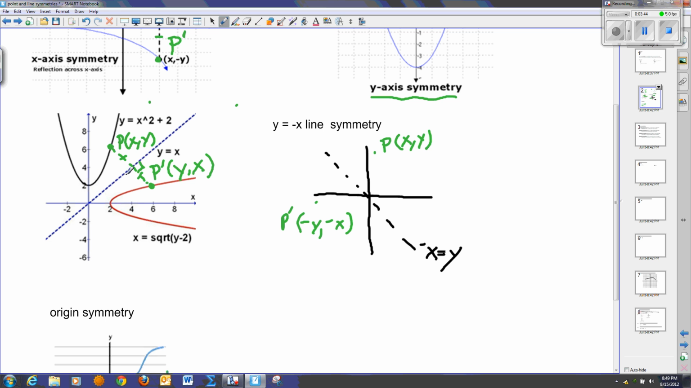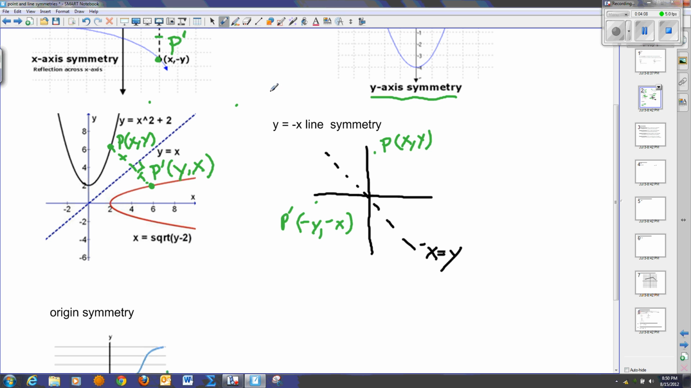Now you notice the relationship between these 2 points. If this is some xy point, in other words, over 2 and up 6, you'll see that this new point looks to be roughly 6 away, but only up 2 high. So really what's happened is the y value and the x value have switched. And that's what's unique about y equals x symmetry.